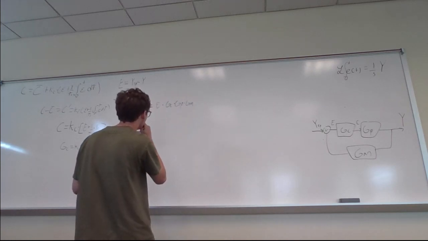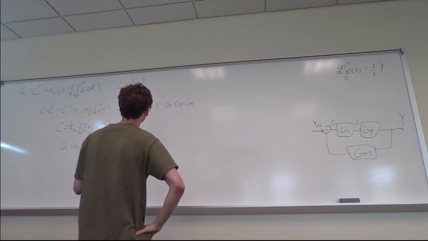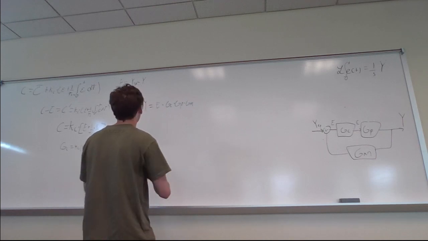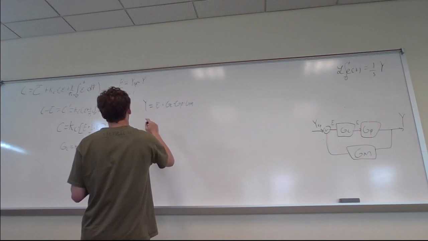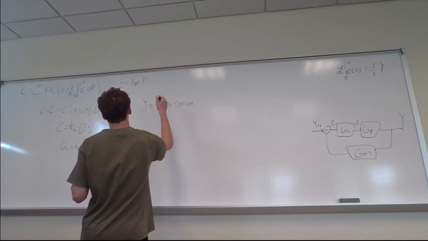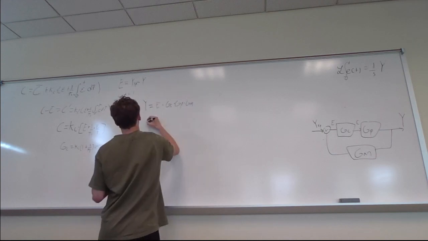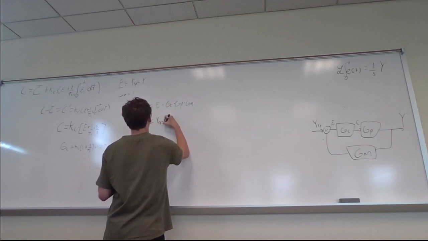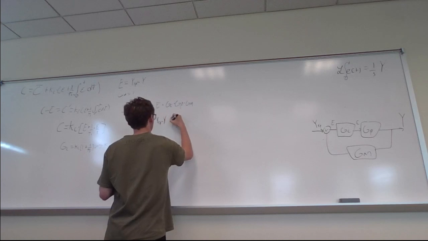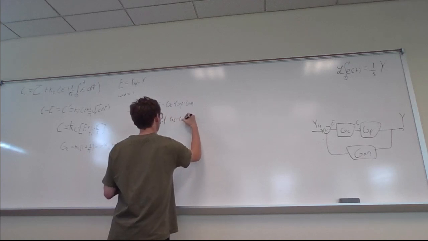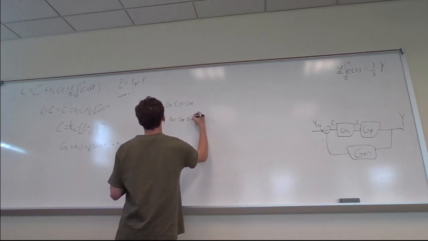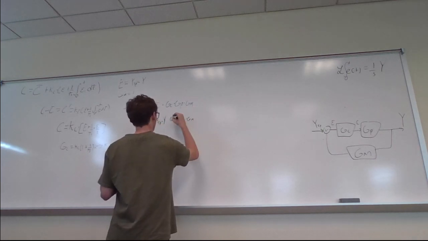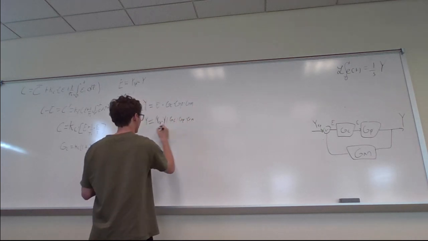But shoot, now I'm confusing myself again. But let's say we replace E with Y_SP, so it'll be Y equals, my handwriting is atrocious, Y_SP minus Y GC times GP times GM. Again, don't know why I'm including this. Divide that across.